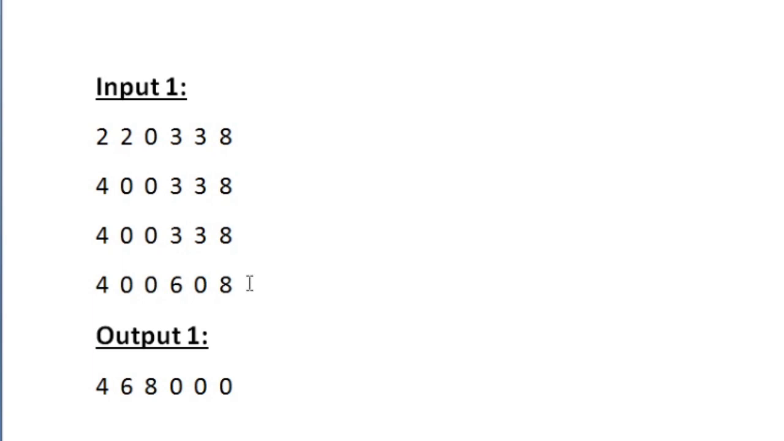So now in this list we must take the non-zero elements and print it first. So the non-zero elements are 4, 6 and 8. So we should print those non-zero elements first, and we should print all the remaining zeros at the end. So this is how we get our output. Now let us see how to write a C program for this.